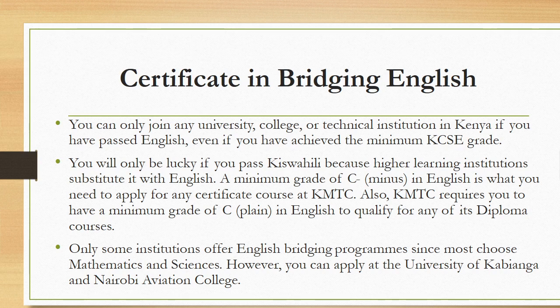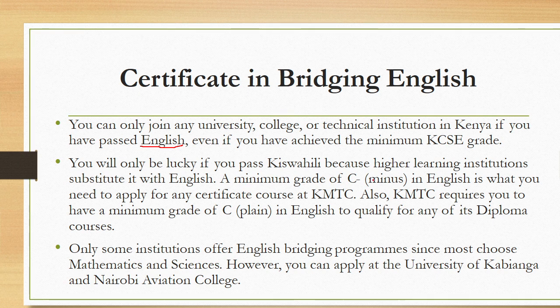The other one is to bridge in English, right? So you can only join any university or technical institution if you have passed English. English is very, very important. I think English and Kiswahili are normally two options, either English or Kiswahili, right? But normally they prefer English, right? So you'll only be lucky if you pass Kiswahili, because at least some higher institutions will consider substituting it, but some will not. Some will just ask you, what did you get in English, right?